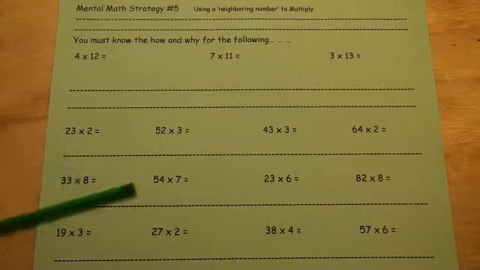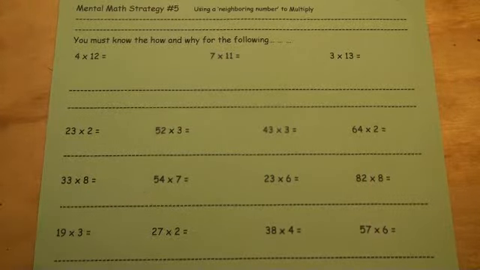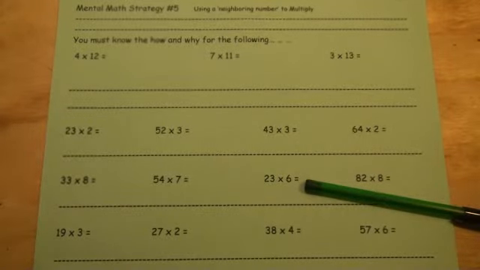Let's move on. 54 times 7. You have 7 50s and then 7 4s. Well, 7 50s is 350. So then just add the 28 in afterwards. So 350 plus 28, 378. 23 times 6. 6 20s, 6 3s. 6 20s is 120. 6 3s is 18, 138.